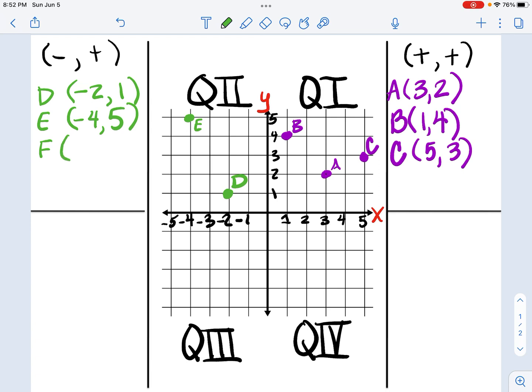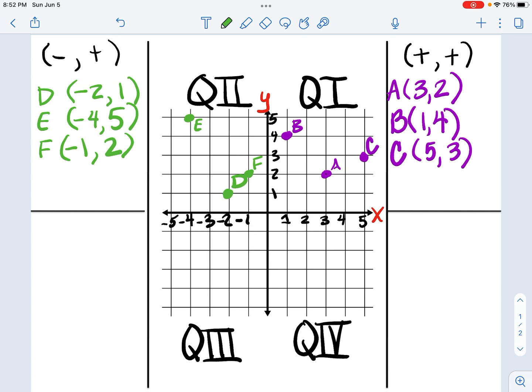And then we need one more with a negative x, let's say -1, and a positive y, maybe 2. Again, you can make up your own points if you want to. So we're going to go over 1 and up 2. Okay, so there's quadrant 1 and quadrant 2.